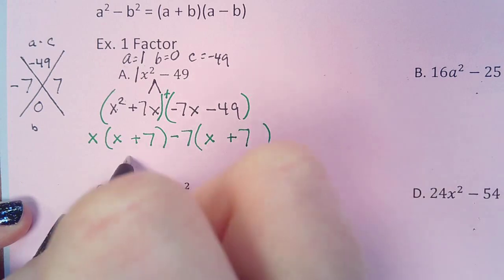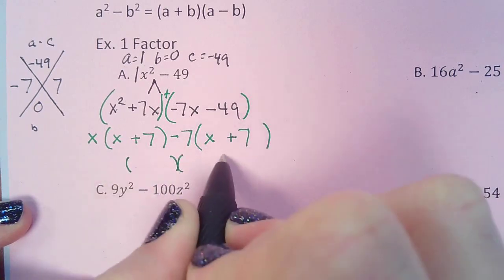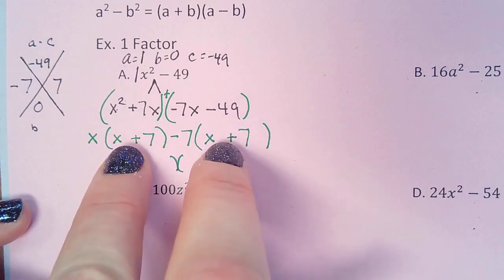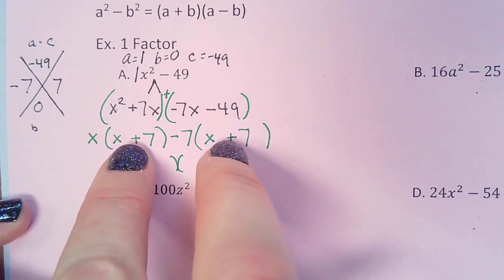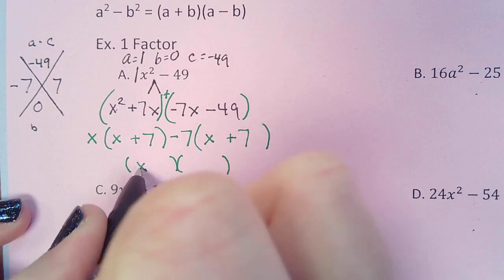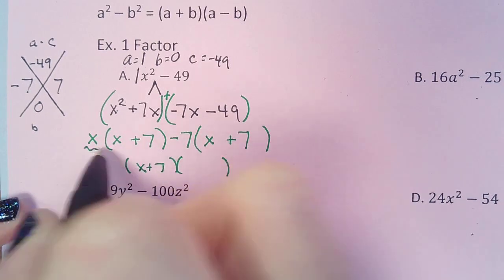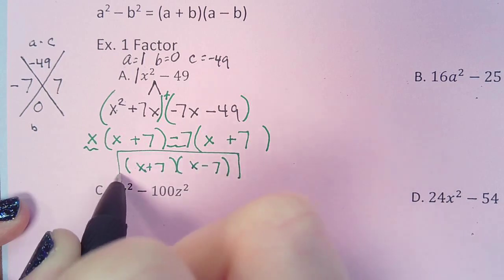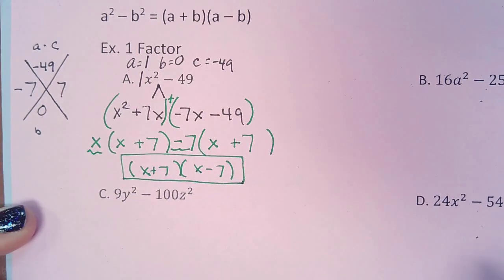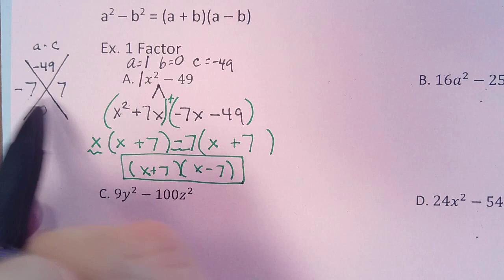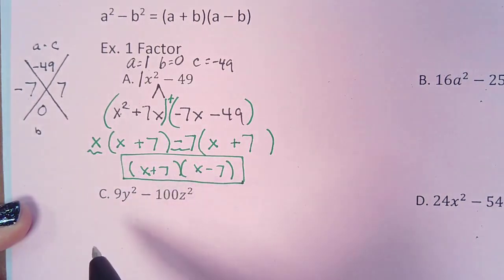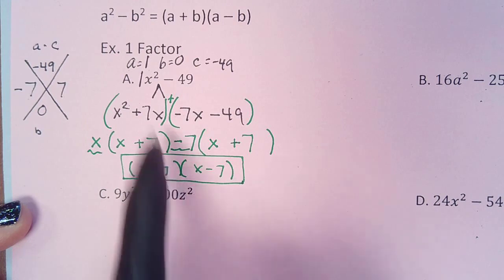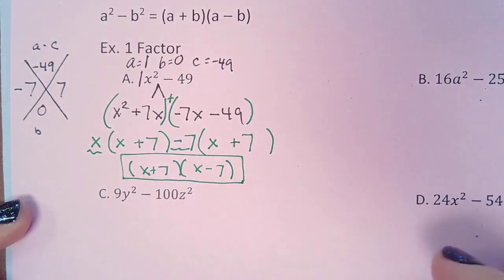So my final answer is still going to be 2 binomials multiplied together. I'm going to take my GCFs, my matching pieces, factor those out, so x plus 7, and I'm left with x minus 7. Final answer. So notice I was able to take the negative 7, positive 7, and plop those in. Okay, and x squared split into x and x.